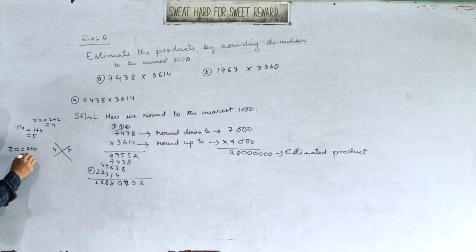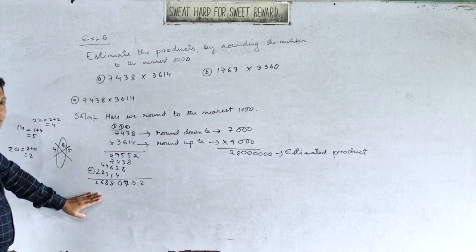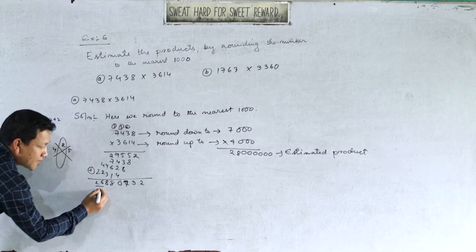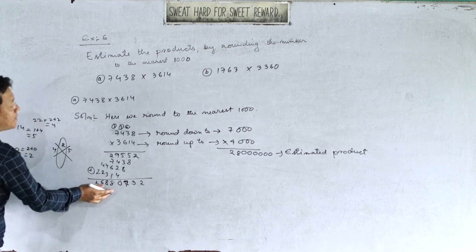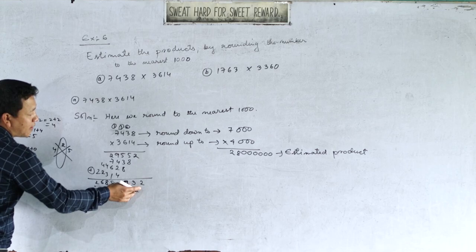2 plus 0, 2. 2 plus 0 means 2. Go on. When you add any number by 0, we get the number itself. 2. Go on. I need to tell you, according to add the product. Products. 2 plus 8. 8 plus 8, 16. 16 plus 24, 31. 31 plus 3, 34.